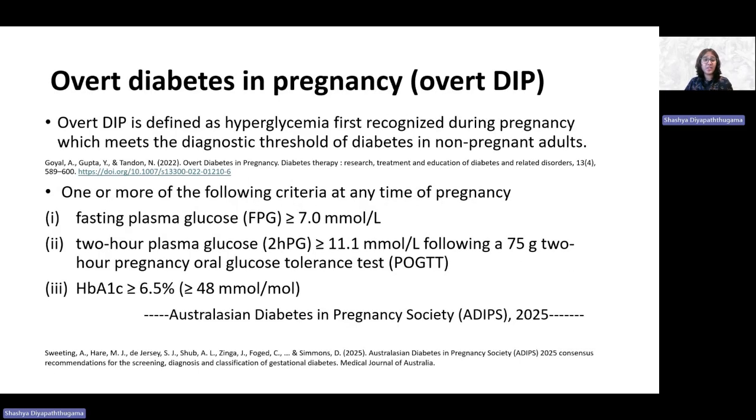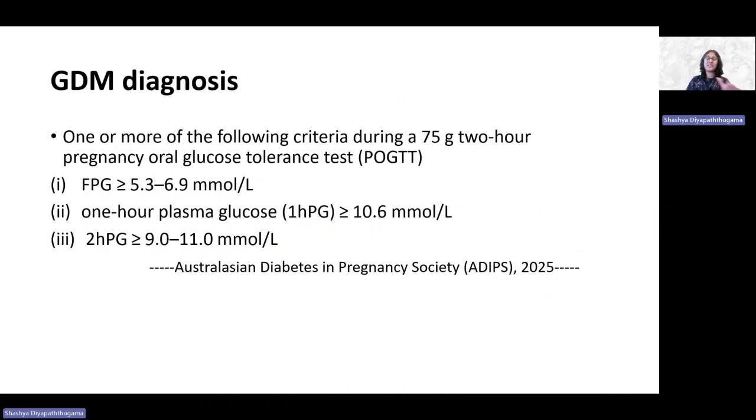And when it comes to overt diabetes, that is defined as hyperglycemia that is recognized during pregnancy, but that meets the diagnostic criteria for diabetes in non-pregnant adults. As I said before, the diagnostic threshold for diabetes in non-pregnant adults is a bit higher. That means we can allow the glucose levels to be a bit higher in non-pregnant adults, but we have lower, stricter values for GDM.